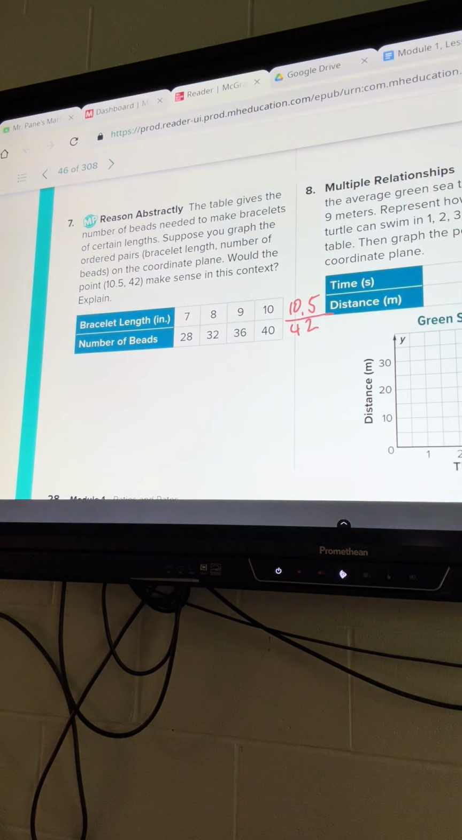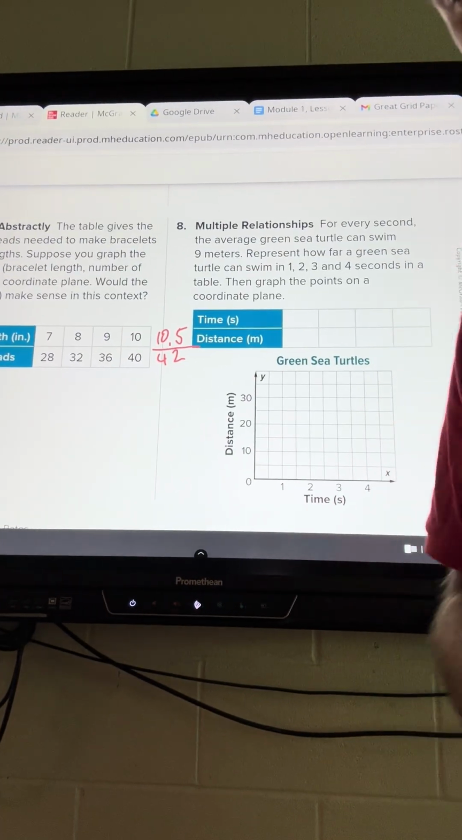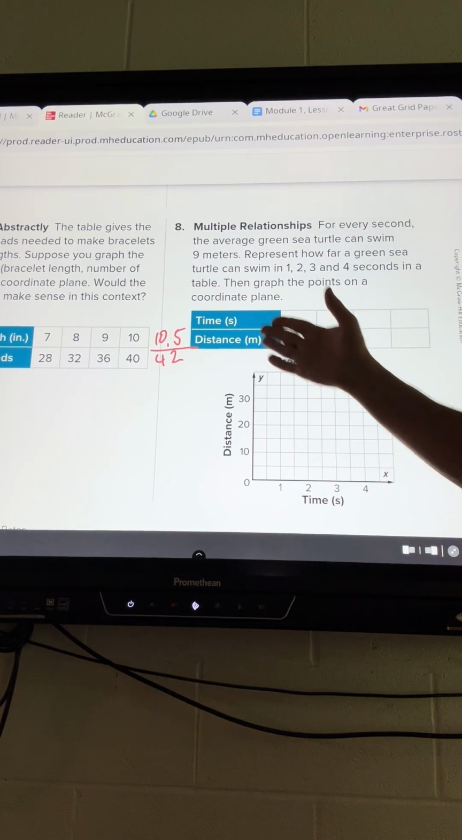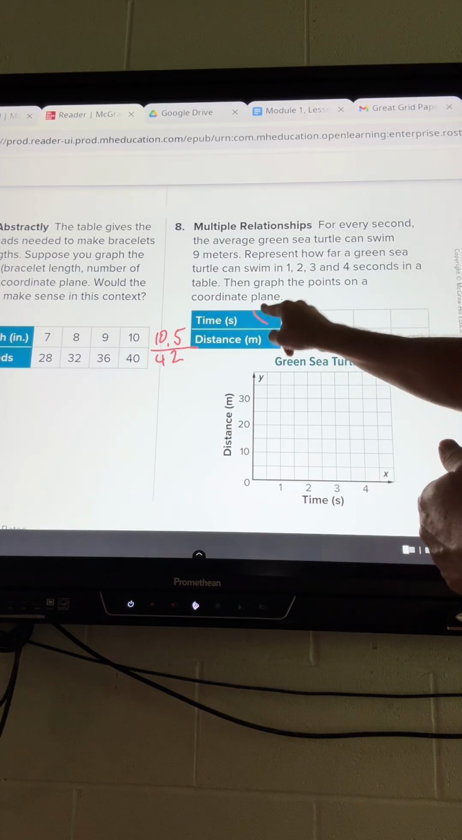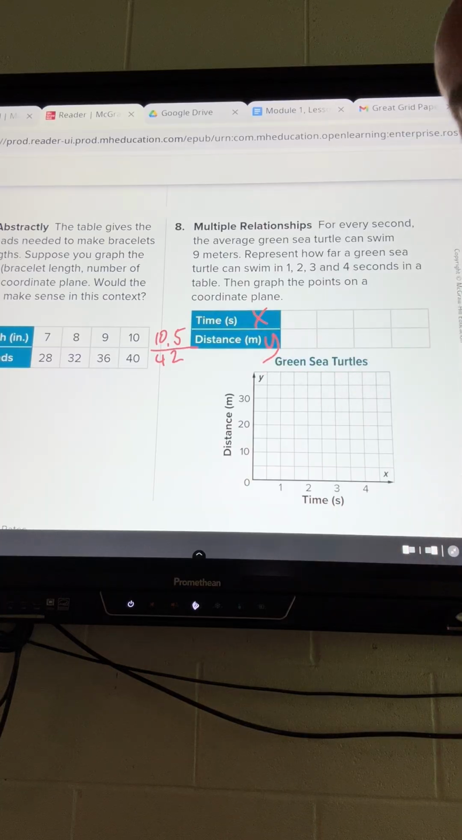And number 8, you're just going to take a look at what you've got here. You're going to fill in the table and you're going to put that on the grid, okay, just like we did in class today. The only difference is the table here is more of a horizontal table. We've been doing them vertically, but just remember your time in this case is going to be your x-axis and your distance will be your y-axis, okay?